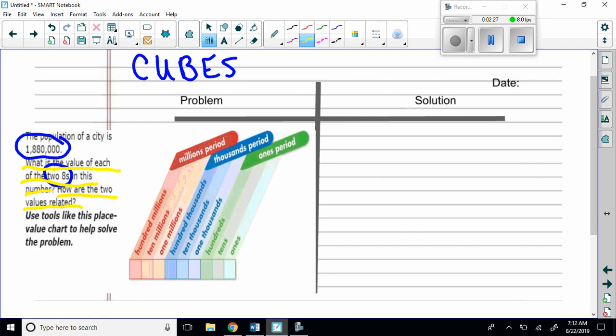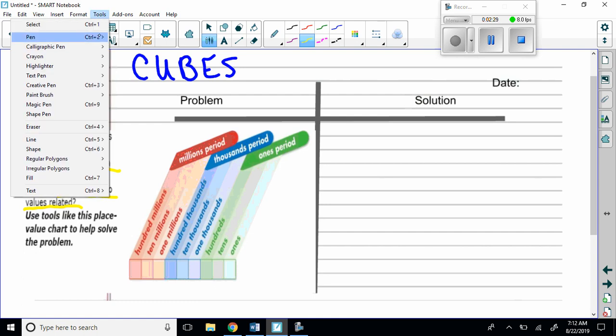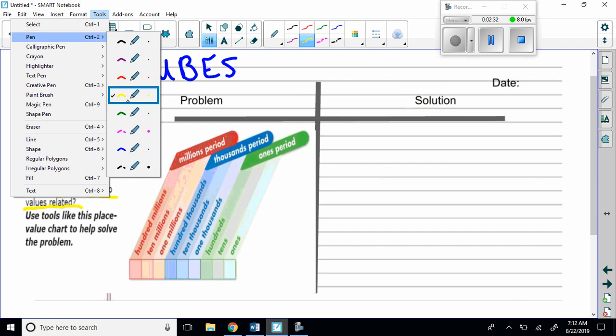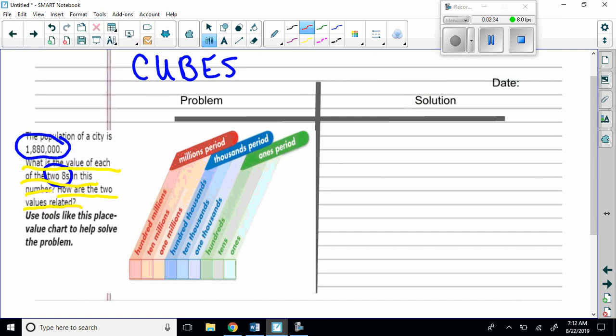I'm going to go in and I'm going to box the keywords that we need to really focus in on. So we need to know the value of each of those numbers, and then we need to know how the two values are related. That will be the second part of our question.